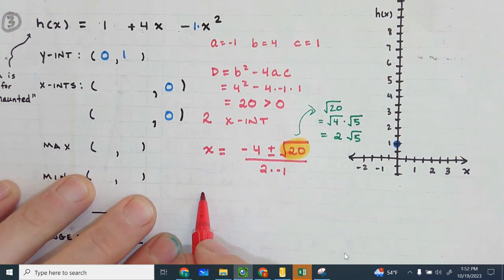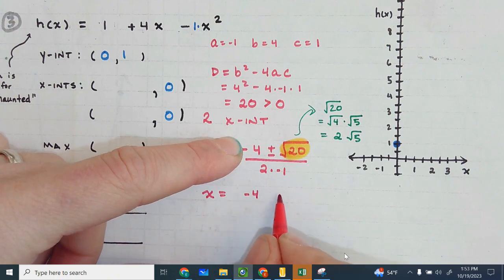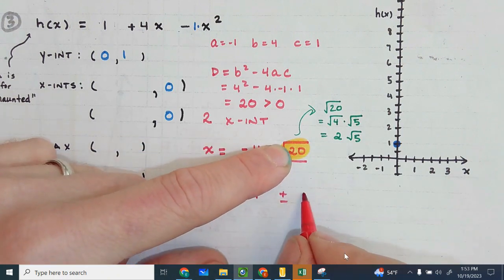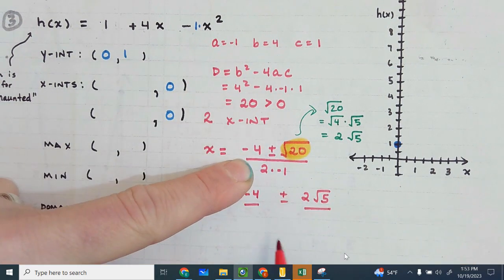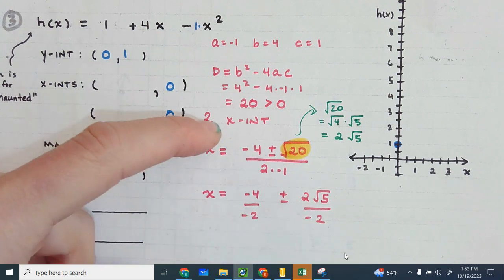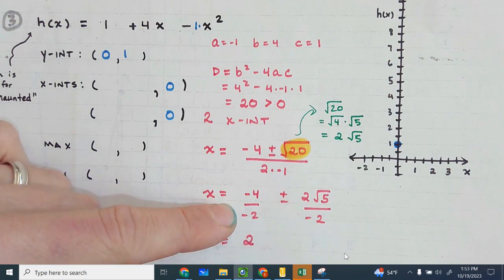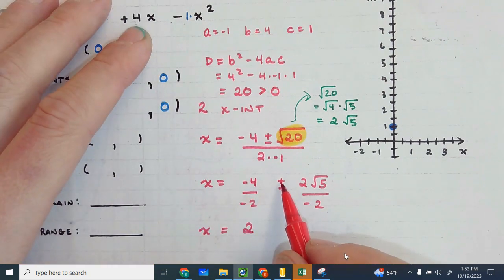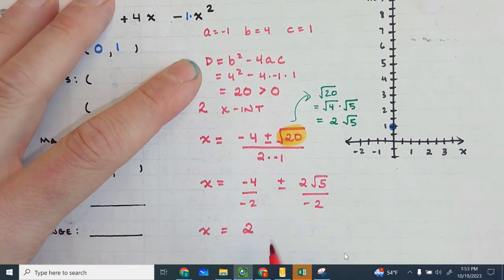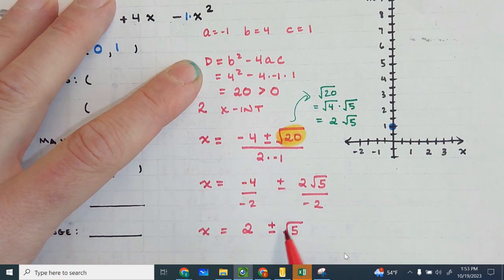So we're going to write our x-intercepts as -4, and then a plus or minus, and then right here I'm going to rename this 2 roots of 5. And then both of those are divided by the denominator, which is -2. So x is equal to -4 over -2 is 2. Right here, the 2's cancel. That negative actually just switches this to negative over positive, which is the same thing, so I'm not even going to bother changing it. Of roots of 5. Once again, those 2's cancel, and that's why we're left with this.